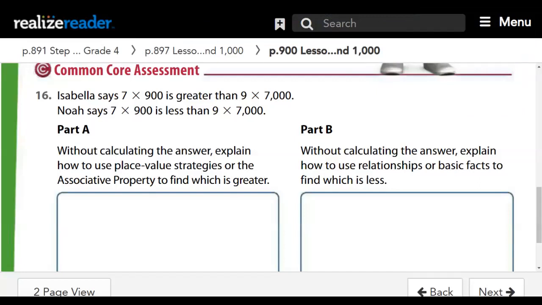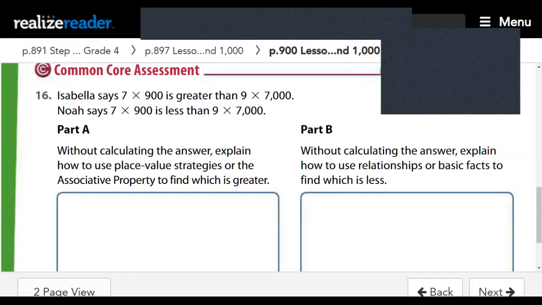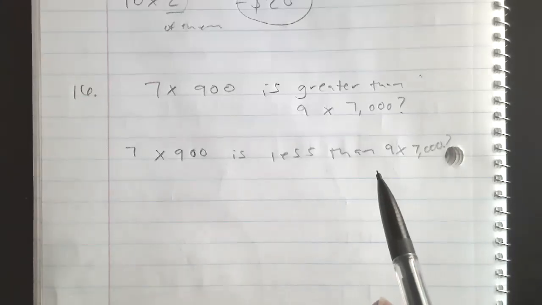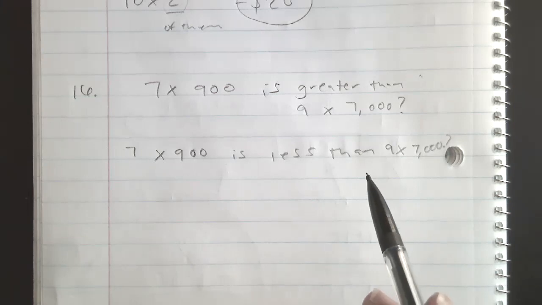And then part B says, without calculating the answer, explain how to use relationships or basic facts to find which is less. Now, in this case, as long as you did part A and part B, I'm gonna show you exactly how we should have solved it, because that's mainly what I want us to focus on rather than the place value strategies and all of that. I just want us to make sure we know how to solve that. All right, so main thing to take away from this, obviously we are doing multiples of 10, 100, 1,000, so we need to understand that part first.